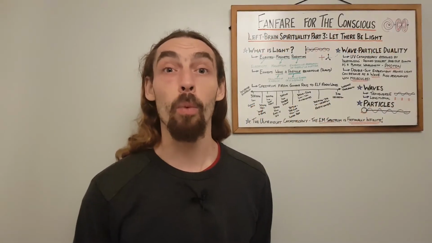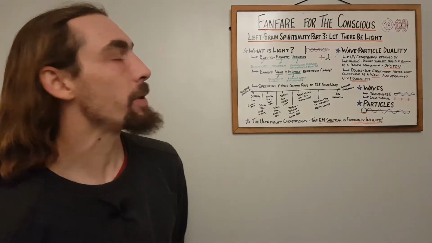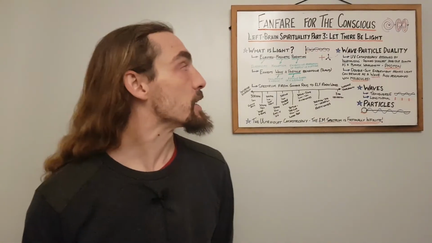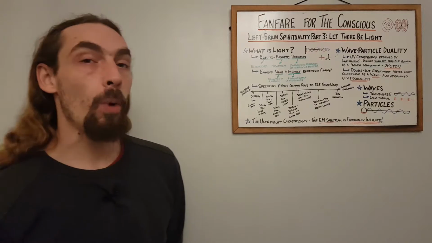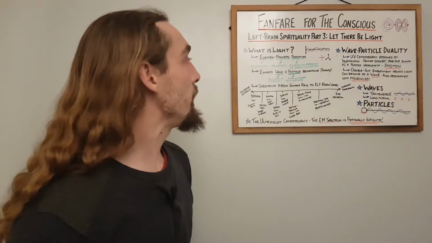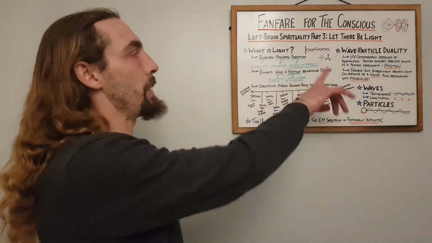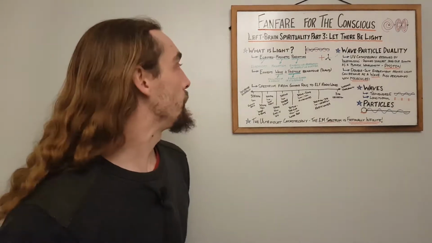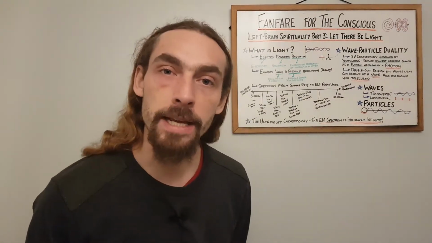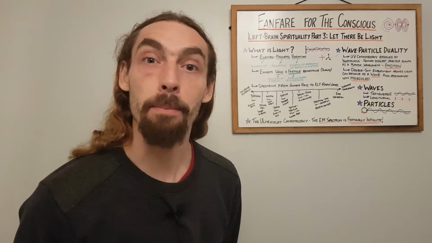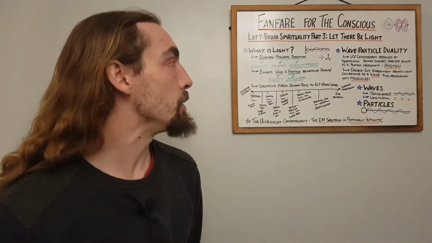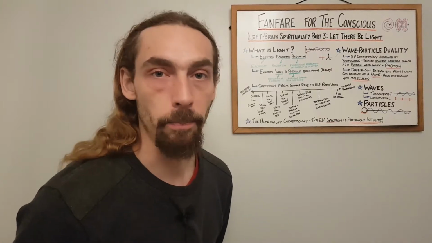So I'd like to give you a warm welcome to Left Brain Spirituality Part 3, and this part is called Let There Be Light. So first thing we're going to ask is, what is light? Well, light is defined as electromagnetic radiation. Electro meaning electricity, magnetic meaning magnetism, and radiation meaning the emission or propagation of energy or matter.